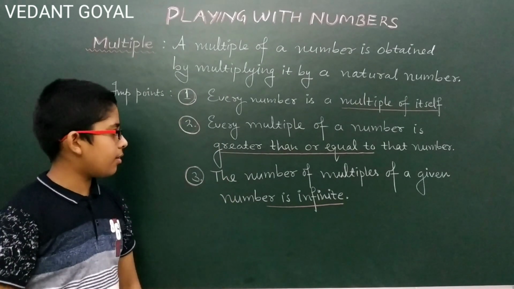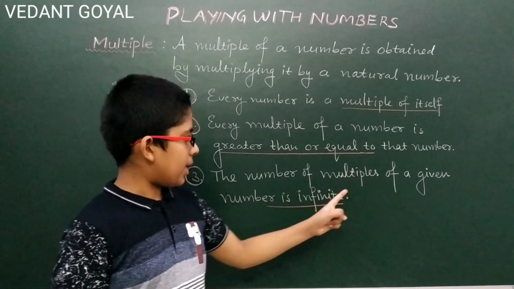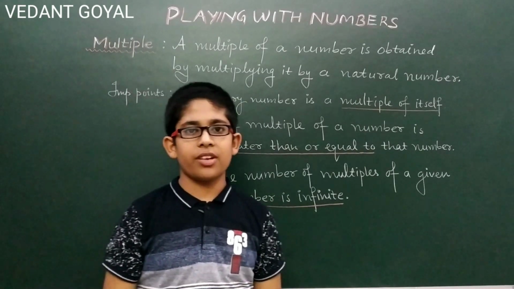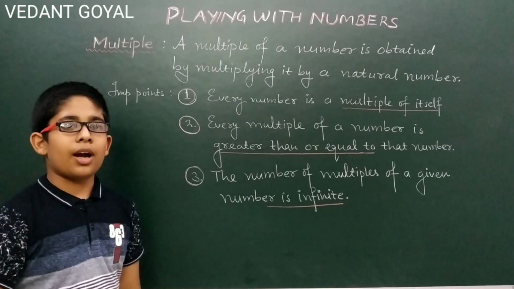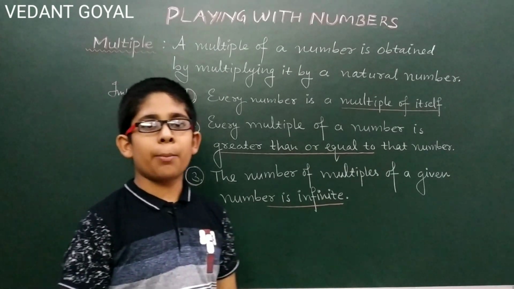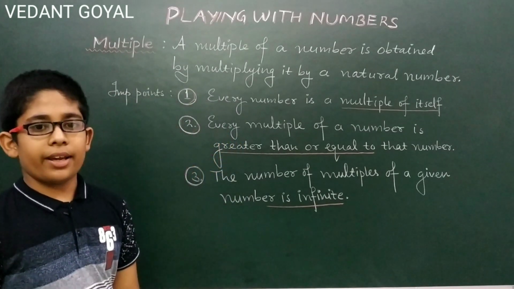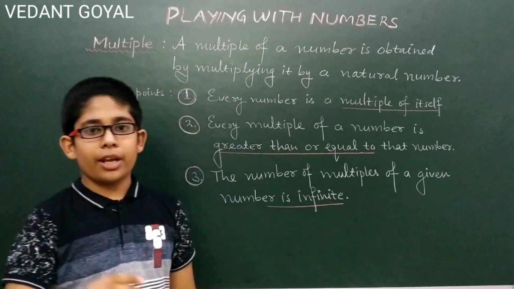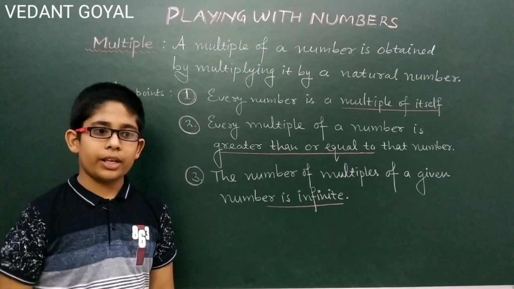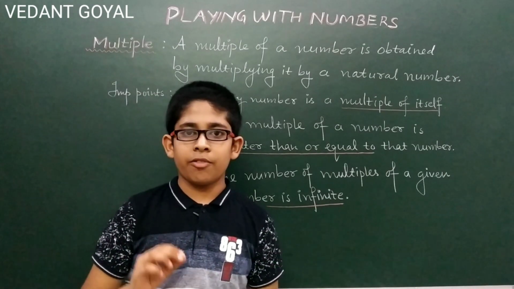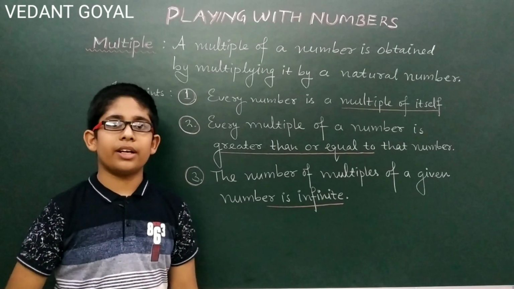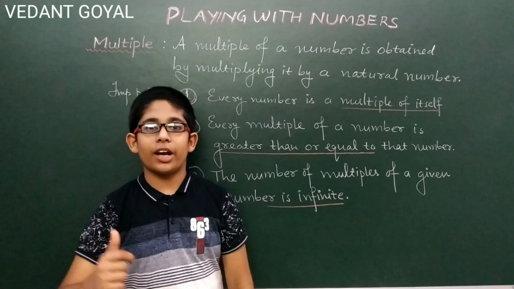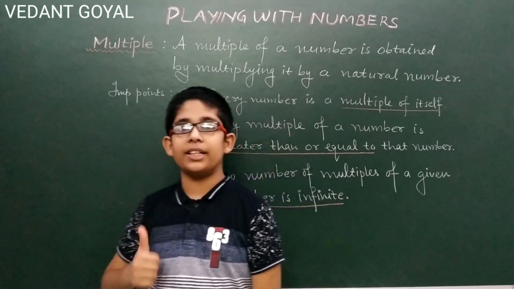The third point is the number of multiples of a given number is infinite. As we have previously discussed, a number has infinite multiples. If we take 5, the multiples will be 5, 10, 15, 20, 25, 30 and so on. They will be infinite. They will never end. They are uncountable. Okay? We have discussed factors and multiples.